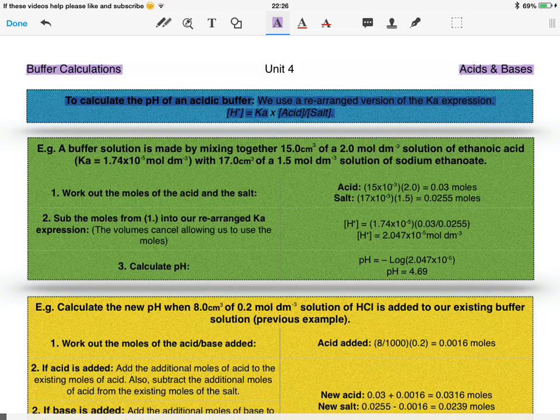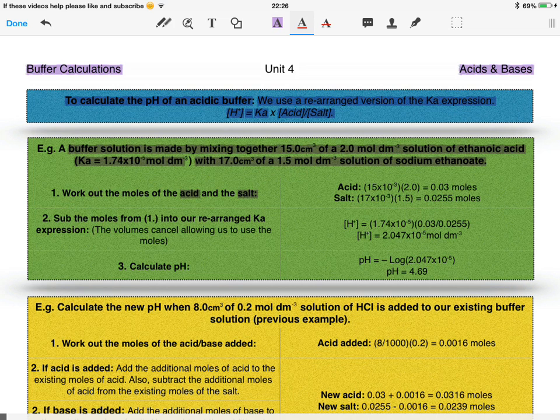So, for example, a buffer solution is made by mixing together 15 centimeters cubed of a 2.0 mole per decimeter cubed solution of ethanoic acid, with Ka 1.74 times 10 to the minus 5 mole per decimeter cubed, with 17 centimeters cubed of a 1.5 mole per decimeter cubed solution of sodium ethanoate. The first thing we do is work out the moles of the acid and the salt.